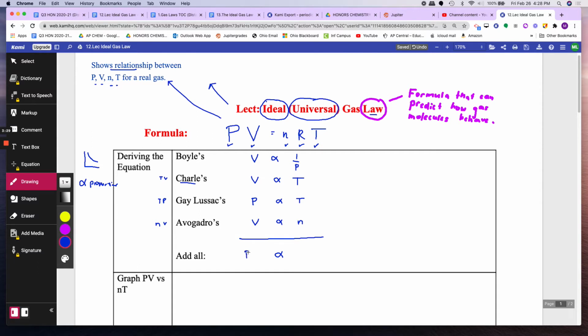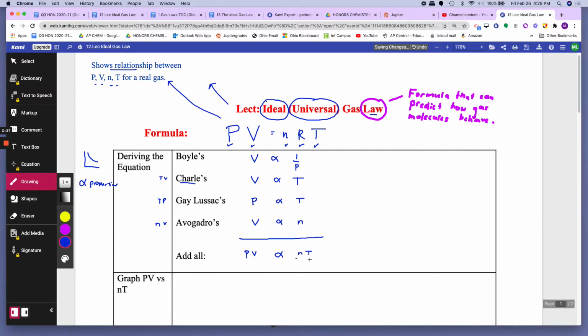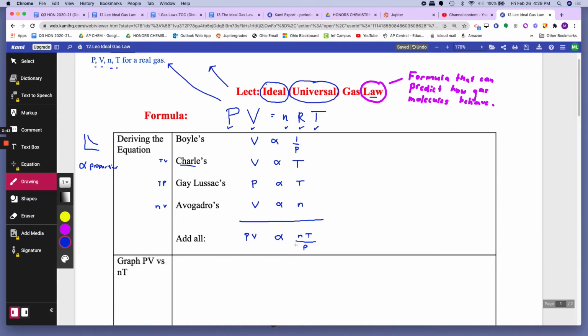P and V is proportional to n and T, right? n and T are on this side in the numerator, and the P is in the denominator. You see that? Okay, so the P goes here. As you can see, this P is the same as this P. So if you just put it over there, it's the same thing. So I'm going to go ahead and erase it, okay?